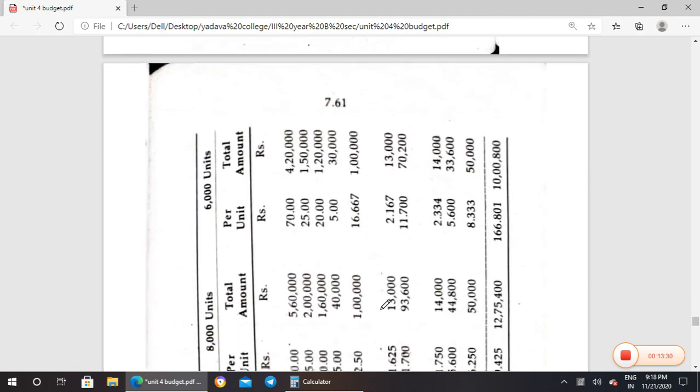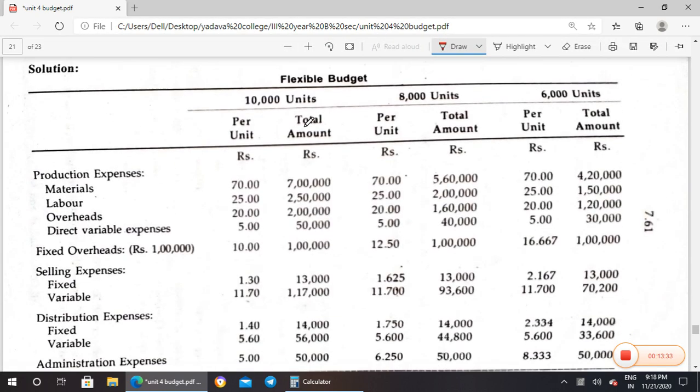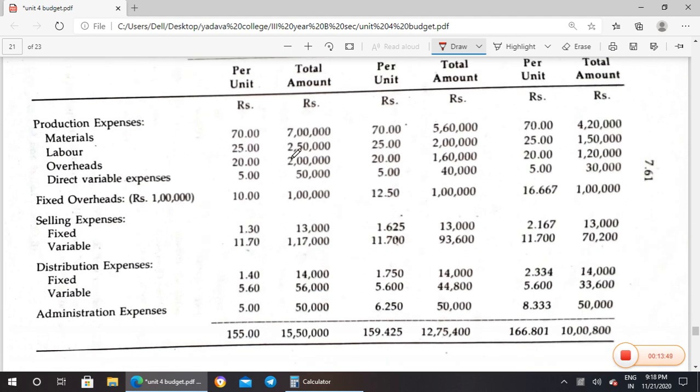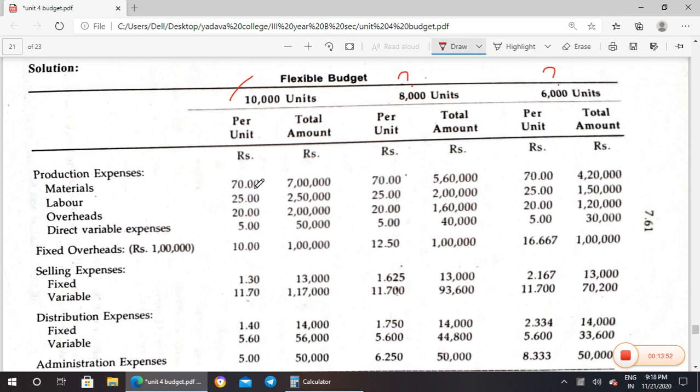So now we move on to this. 10,000 is given, so we have to find 8,000 and 6,000. They have given only units, along with all the given information. First, production: material 70 per unit, so 70 into 10,000, 7 lakh. Labor 25 into 10,000, 2 lakh 50. Overheads 20 into 10,000, 2 lakh. Direct variable expenses is 5 into 10,000 units, 50,000.